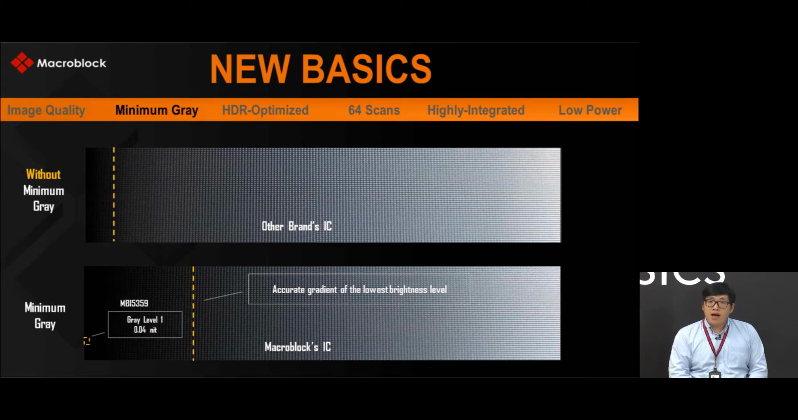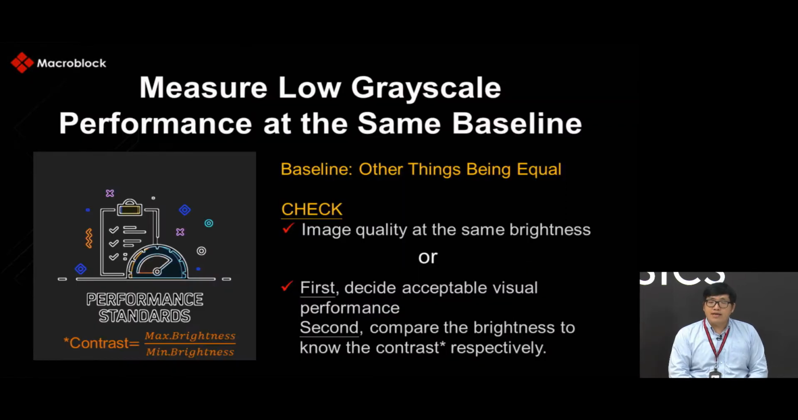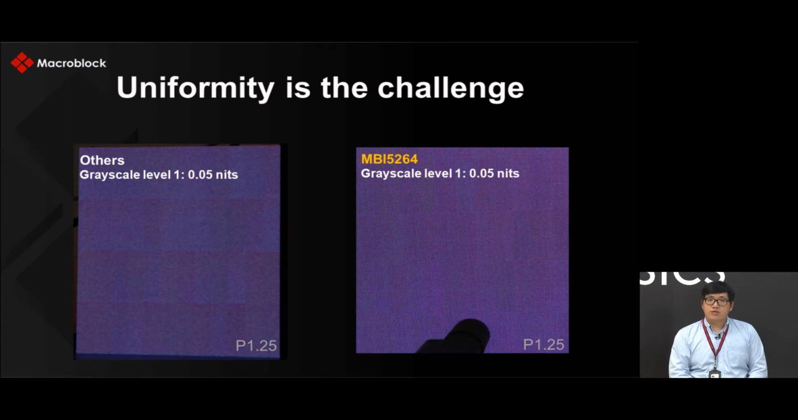When we're talking about the minimal gray, we also have to make sure we measure the low grayscale performance at the same brightness level, and we still have to keep the same image quality. Following, we will show an example of how the minimal gray is measured. Please look at the slide. The two displays are set at the same condition: gray level 1 with the same brightness level of 0.05 nits. But the uniformity of the displays is totally different.